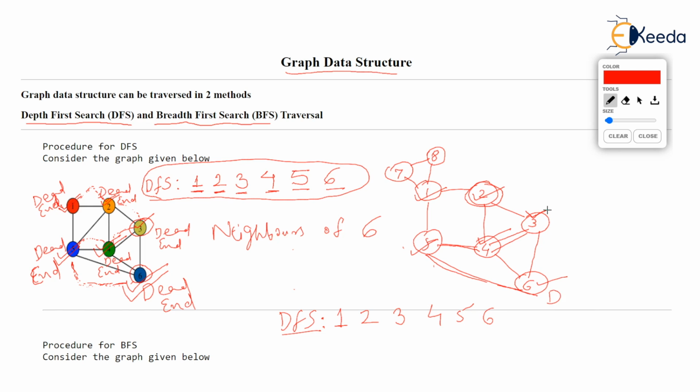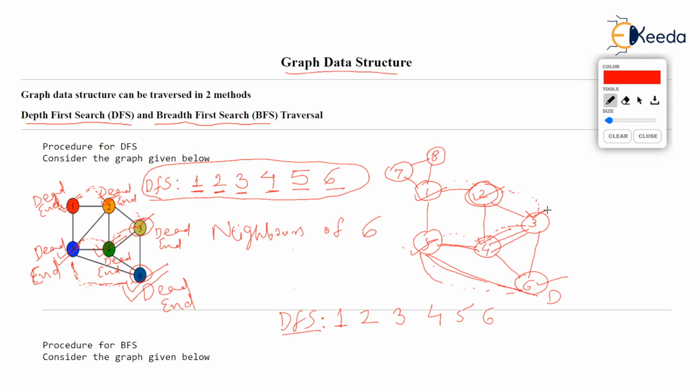No neighbor of 6 is now pending. So you will go back to 5. 5 is a dead end. You can see all neighbors of 5 are already done. So you will be back at 4. 4 is a dead end. Back at 3. Check that 3 is also dead. 2, 2 is a dead end.